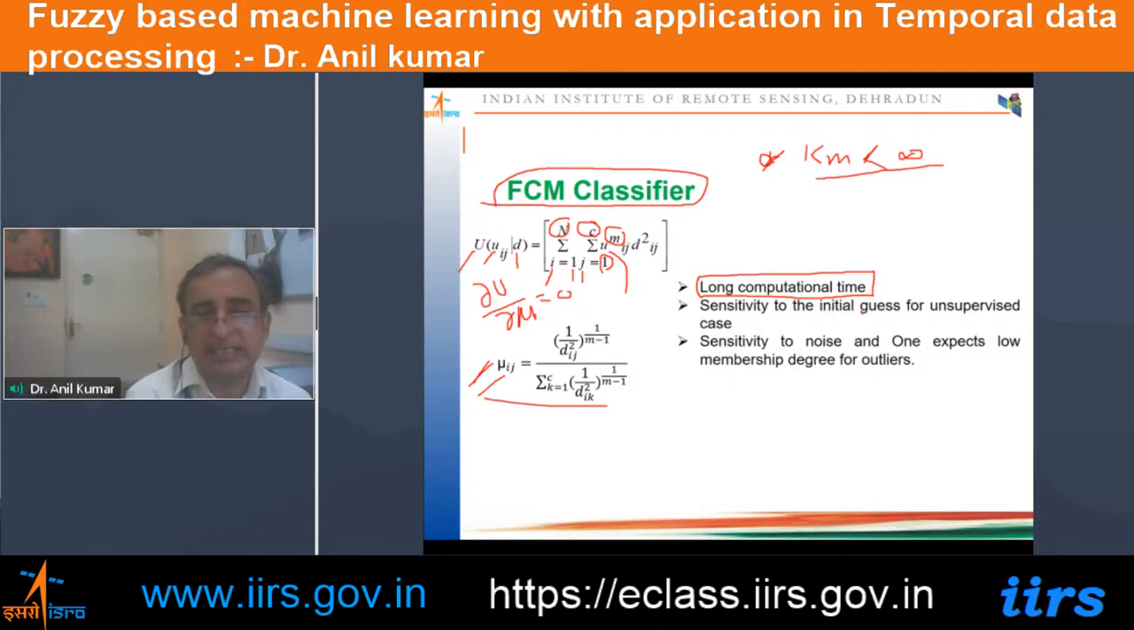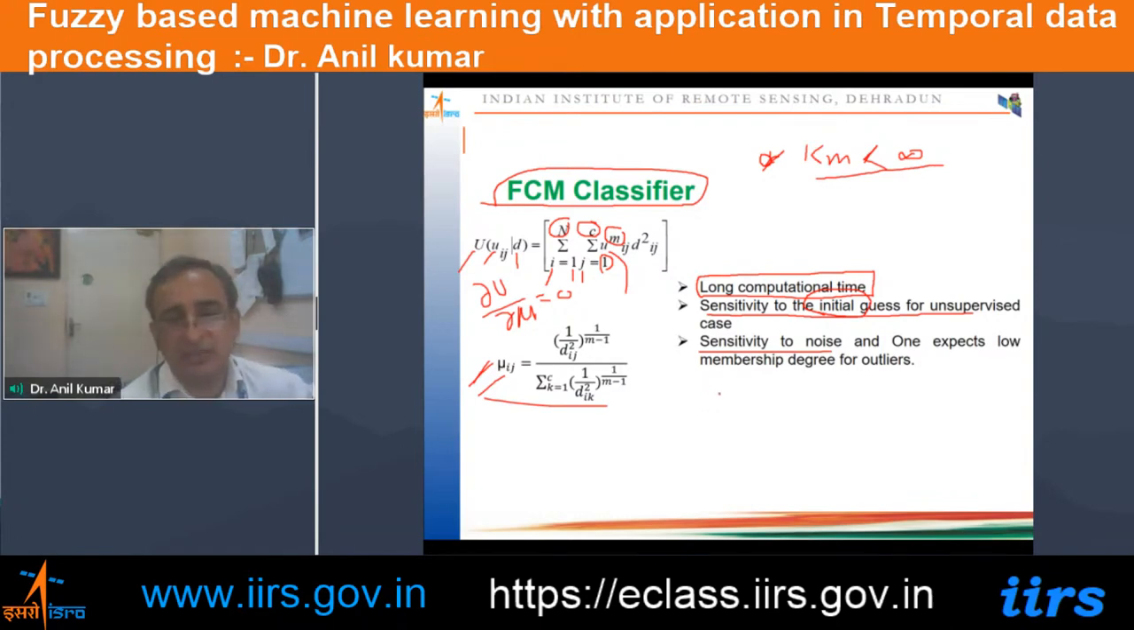Then it is sensitive to the initial guess in the unsupervised case. As I told you, this was designed initially unsupervised, but today if we provide the training data, we can use it supervised also. So if it is unsupervised, it has to initially guess the mean parameter, but if it is supervised, we don't have to guess. It is also sensitive to noise, that means this algorithm cannot handle the noise because it follows 3 constraints.